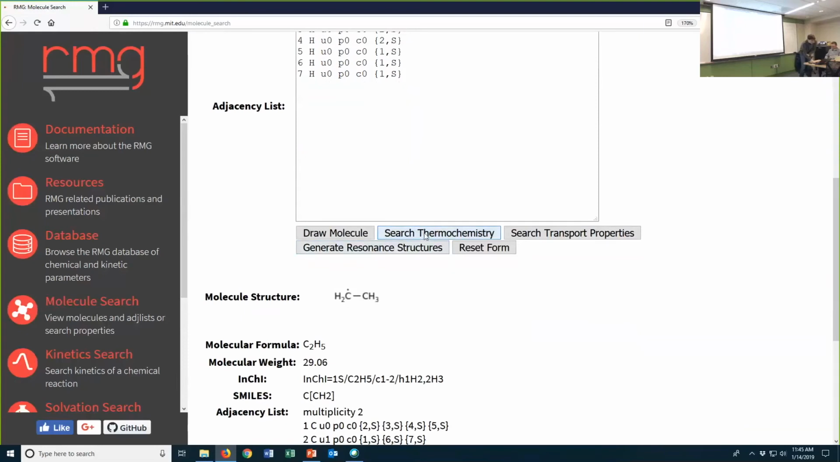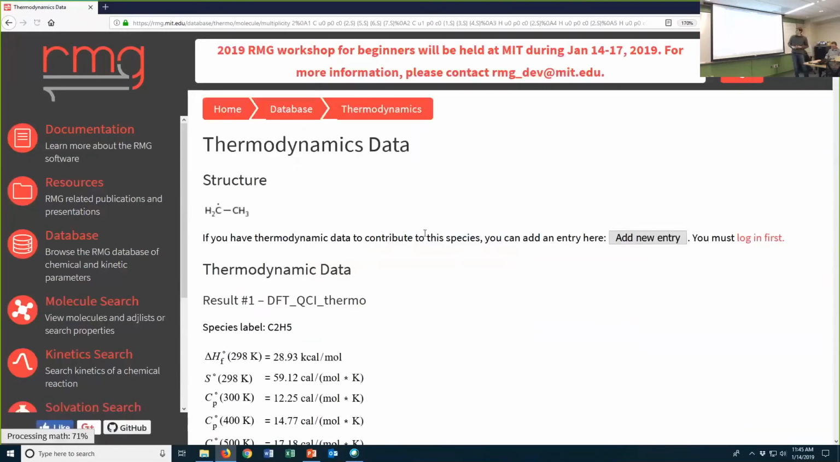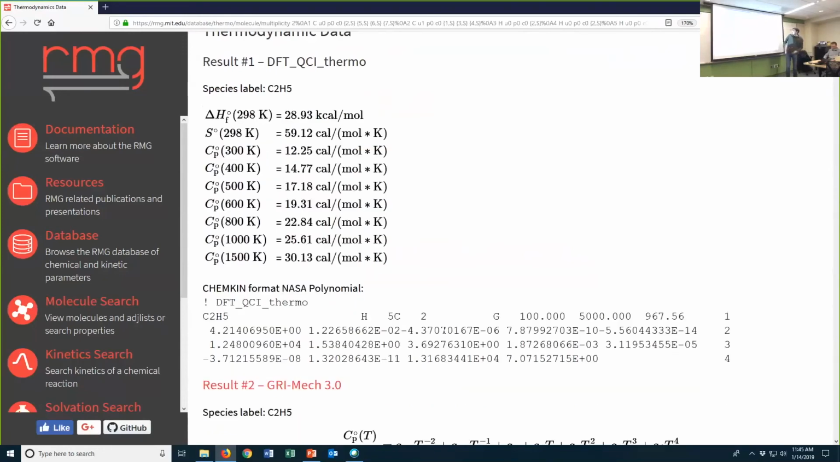If you go here, you can also do things like search species thermochemistry, and you can find out what we have about this species' thermochemistry in our own databases. For example, this is a result from a thermo library called DFT QCI Thermo, and you can see what we think this species has for heat of formation at 298 Kelvin. You can even get the thermo as a NASA polynomial, which we'll talk about later, but if you use Chemkin a lot, this is, of course, very useful.